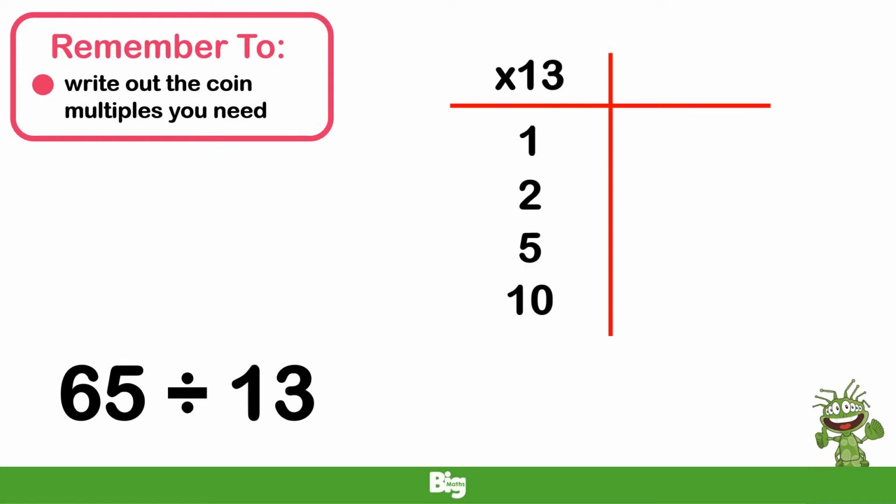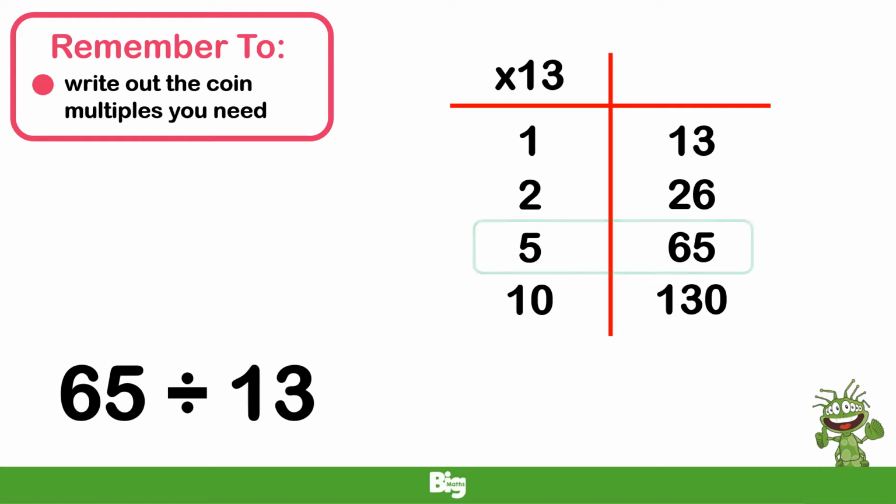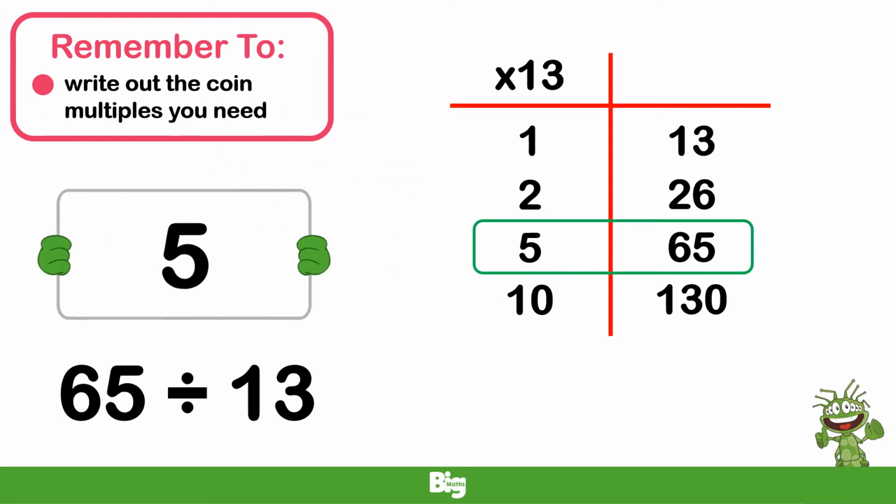We need to first of all write out our coin card. We did these right back at the very start, right when lockdown began really. We looked at coin cards. So we're going to write that out for the times by 13. So you fill in your numbers, 1 13, 2 is 26, 5 is 65, 10 is 130. And that's going to help us work out how many 13s are in 65, because you look at your answers here. We've got times by 13 and it's 5 times 13 is 65. So that's your answer.